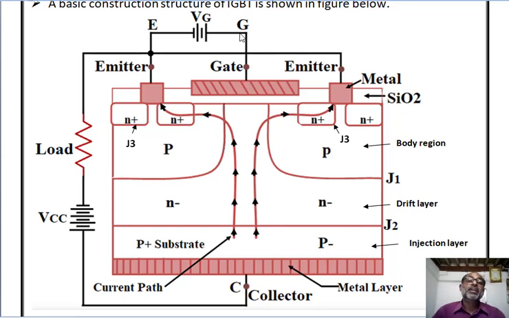Now when a positive voltage is applied to the gate terminal with respect to the emitter terminal, and the value of this voltage is greater than its threshold value, then an N channel is created in the P region. Already I told you this is also conducting material, and here it is also conducting material. So both are separated by this insulating material. That's why it works as a capacitor.